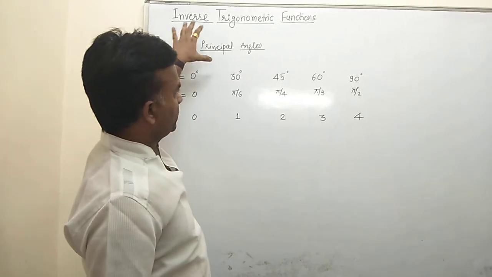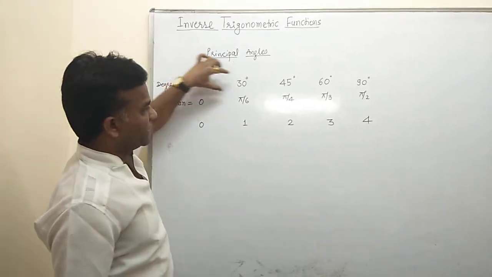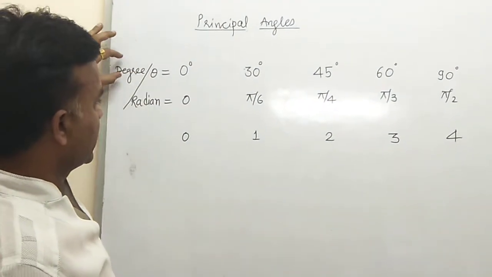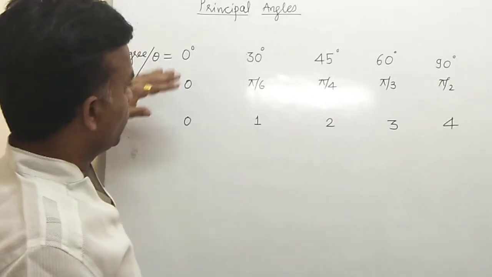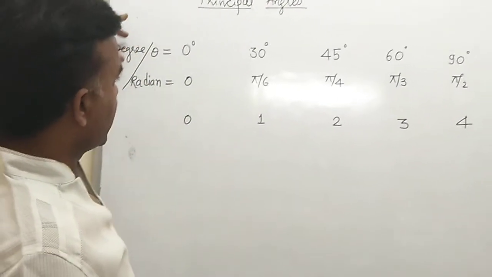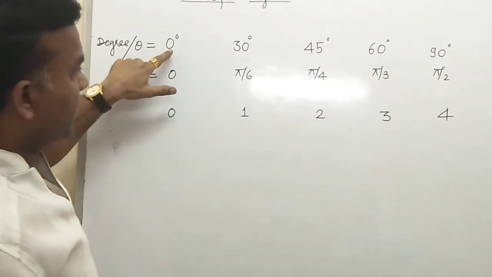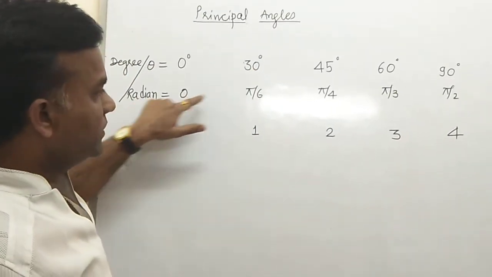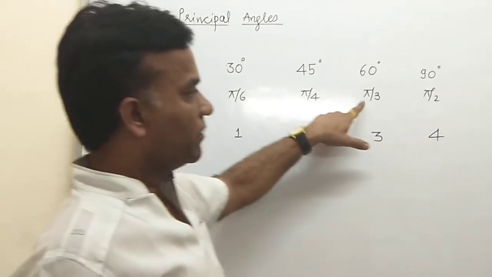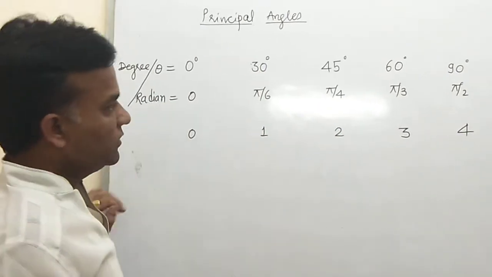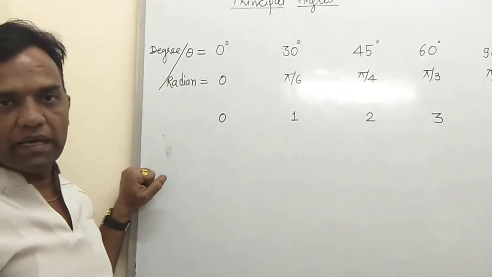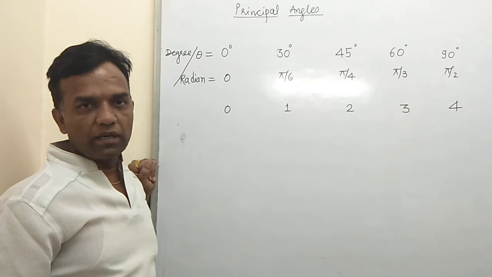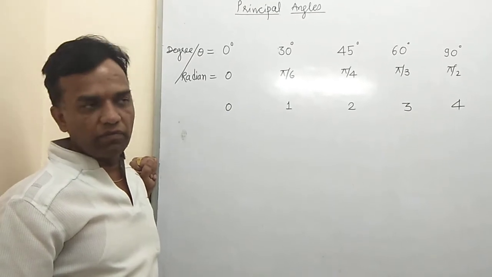Okay, then we have the principal angles, like we discuss 0 degree, 30 degree, 45 degree, 60 degree and 90 degree. This is the form of theta in degree and radian, because we know that there are 2 forms of angle, degree and radian. In degree we have 0, 30, 45, 60 and 90, but in radian 0, pi by 6, pi by 4, pi by 3 and pi by 2. Okay, now you find the values of sin theta, cos theta, tan theta, cosec theta, sec theta and cot theta. There are 6 trigonometrical ratios, how do you find their values?